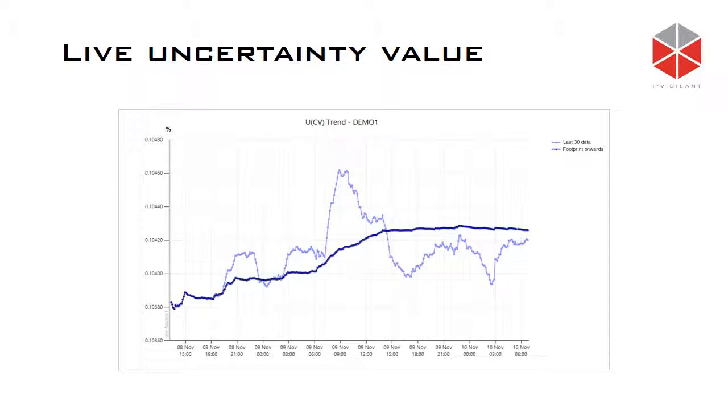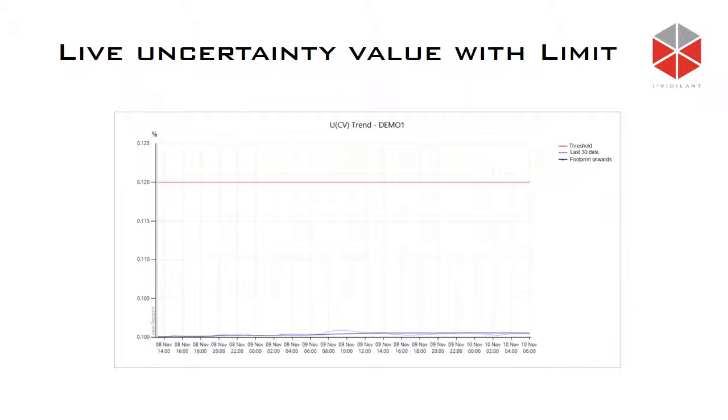But if we look at the actual limit, we can put a limit of 0.12%. You can see that the GC is performing way, way better than the limit that we have. But this is what we monitor. If we see that the uncertainty values start to creep up and get close to 0.12%, then we know something is going to happen with the GC soon enough.